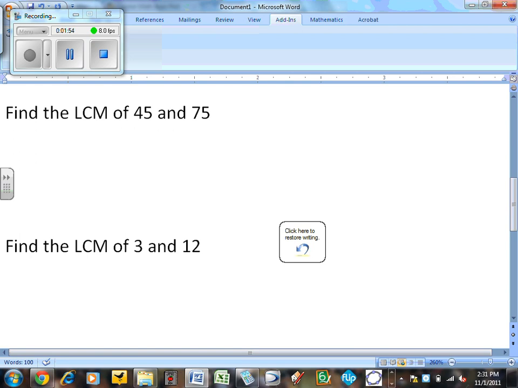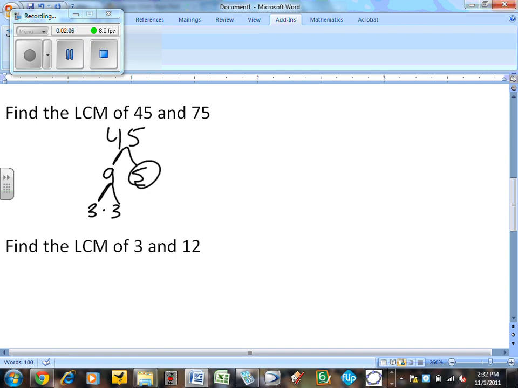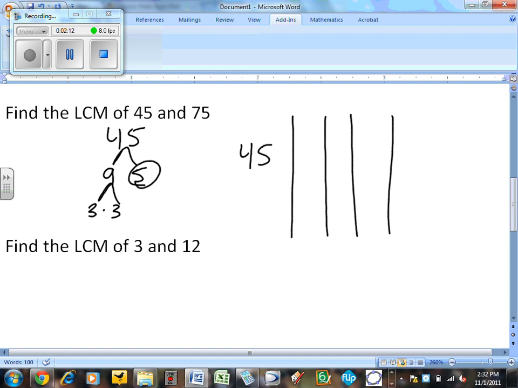Find the least common multiple of 45 and 75. Again, I use the product of primes. 45 can be broken down into 9 and 5. 5 is a prime number, we circle it. 9 can be broken down as 3 times 3. So again, I'm going to use my columns. Okay, I'm going to write 45, and it's 3 times 3. And then there's a 5 over here.